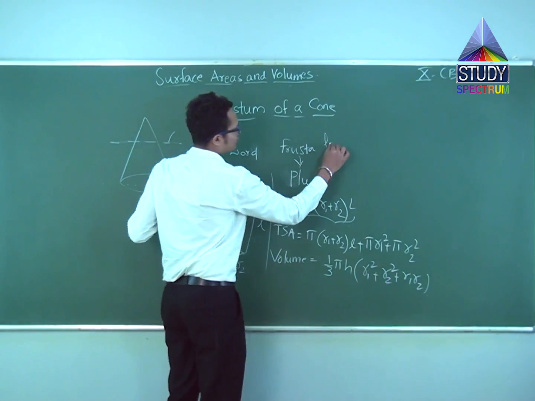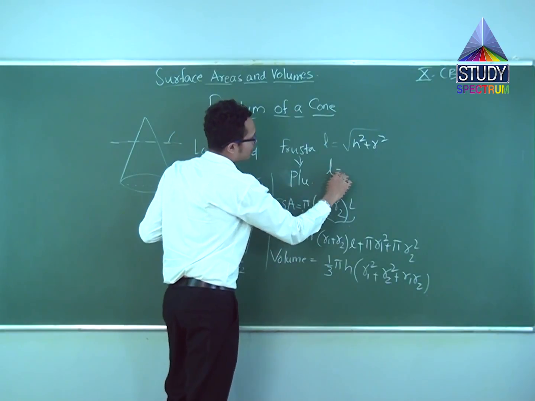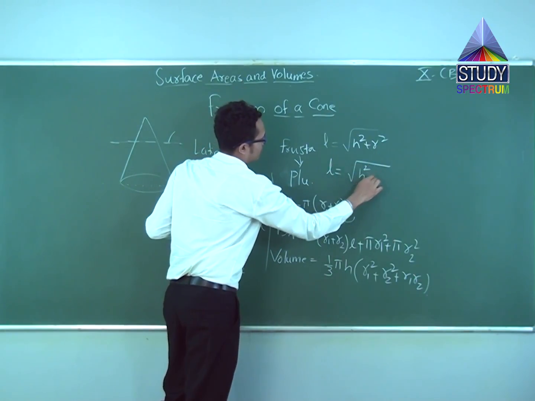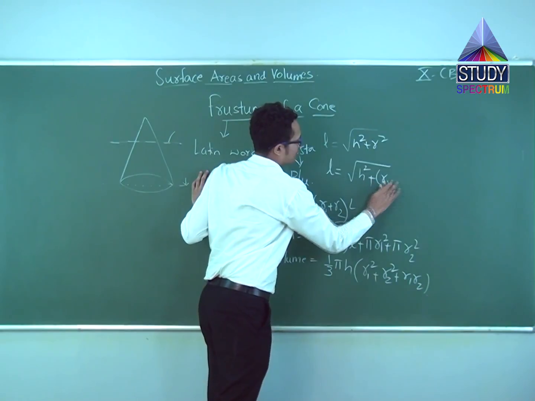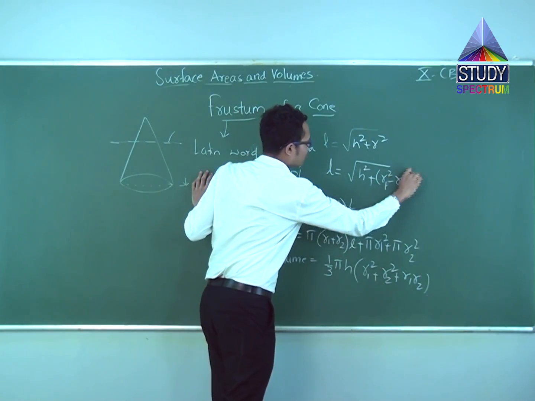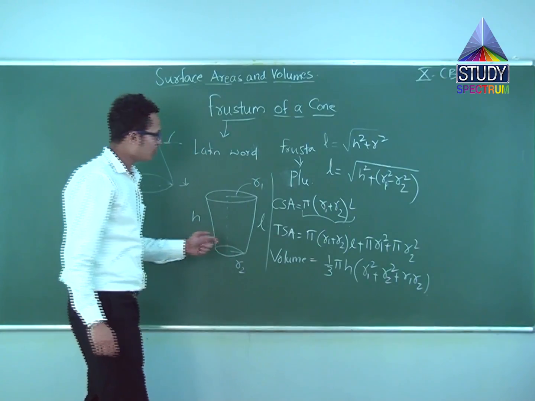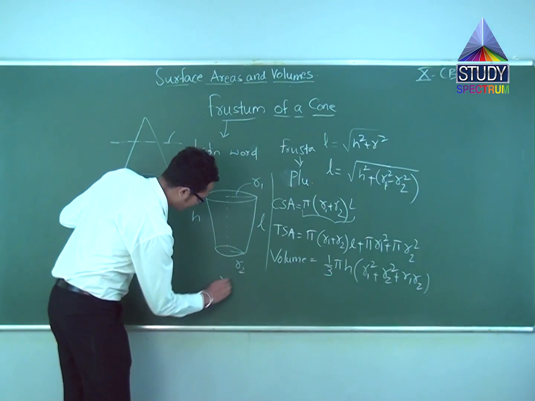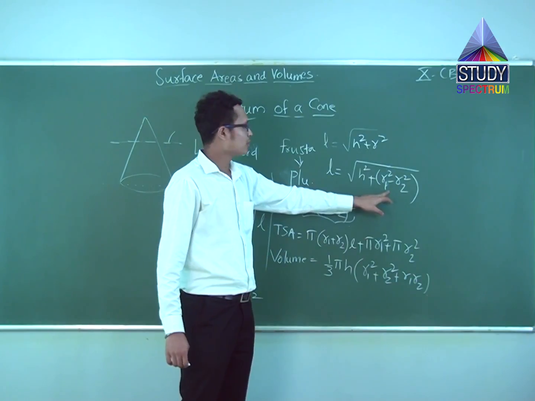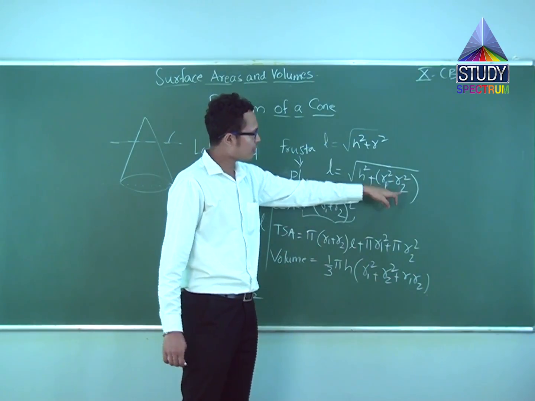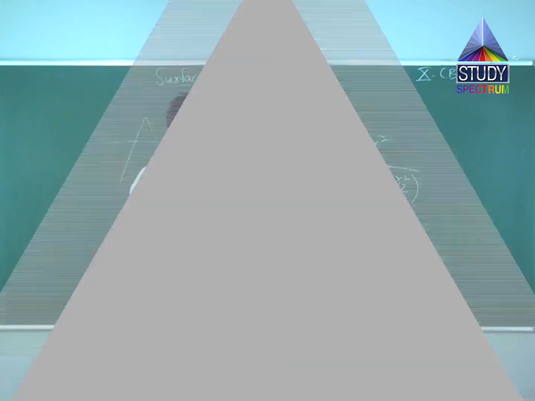Earlier you had L equal to root of H square plus R square. Now here you will have L equal to root of H square plus, in place of R, R1 minus R2, all squared. Do not get confused about which one to take first. Just remember that I have taken R1 greater than R2. Since R1 is greater than R2, R1 comes first here. Based on these fundamentals, you will solve questions now.